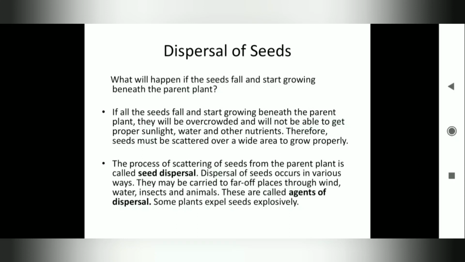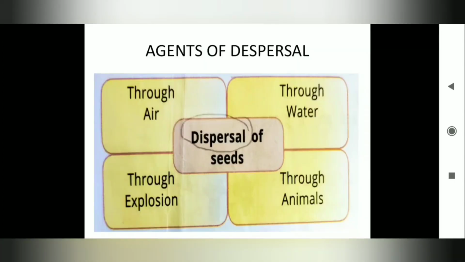Dispersal of seeds occurs in various ways. Seeds may be carried to far-off places through wind, water, insects and animals. These are called agents of dispersal. Some plants expel seeds explosively. Now here, children, a table is given in front of you. Agents of dispersal. Dispersal can be done by air or through water or through explosion or even by animals.